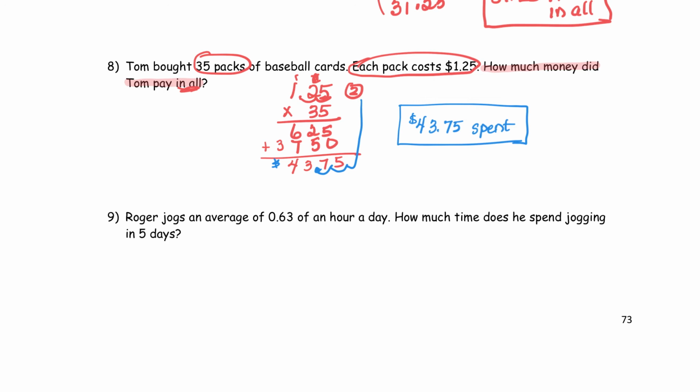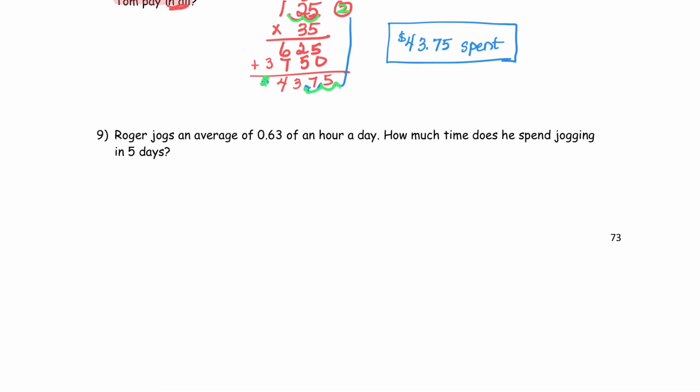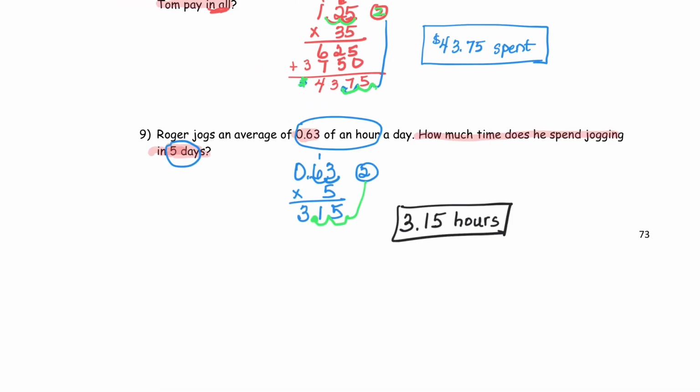So what you had to do for that problem is multiply $1.25 times 35 packs. And again, when you are multiplying with decimals, you count 1, 2 places to the right. When you finish multiplying, notice there's no decimals in any of my work. I bring it down here all the way to the right and I count back 1, 2 places to the left. I put my dollar sign and he spent $43.75. Try number 9. Pause the video.